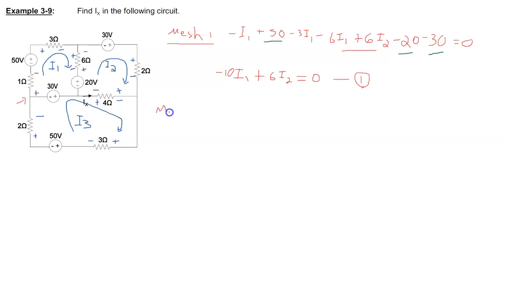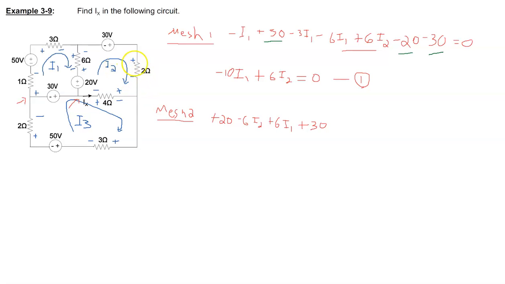Okay, mesh 2. So mesh 2, lower left hand corner, the first thing is a plus 20 volts. Then we have our shared resistor, and so from the I2 side, negative 6 I2. So then from the other side, positive, so plus 6 times I1. For the 30 volt, we're going from left to right, so that's a voltage rise. So we have plus 30.